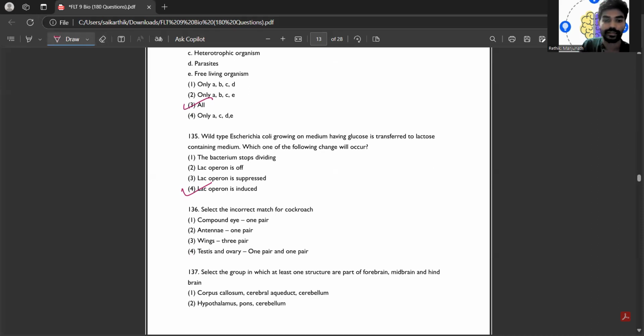So 136 is about what? Select the incorrect match of the cockroach. From this part it will be the zoology part.